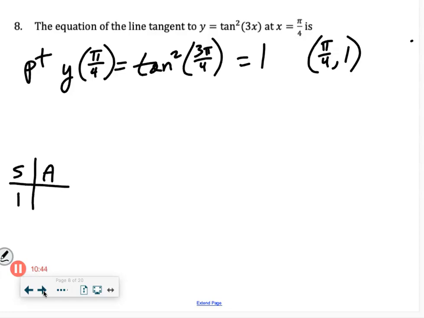All students take calculus. Tangent is positive in the first and third quadrants. All right, so now we do the slope. So we need y prime. Oh, before we do y prime, this is a tangent squared. Let's rewrite our function in a better format.